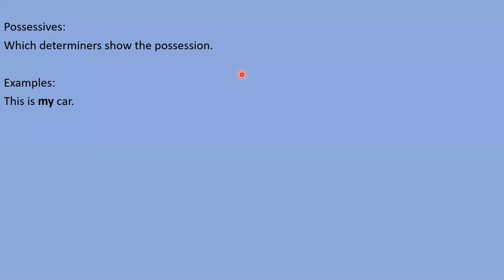Possessive determiners we have to understand, dear students. Which determiners show possession, right? Examples: This is my car. My is a possessive determiner because with the help of my, we are showing the possession of I, right? His friend plays cricket. His is also a possessive determiner, or adjective, we can say.